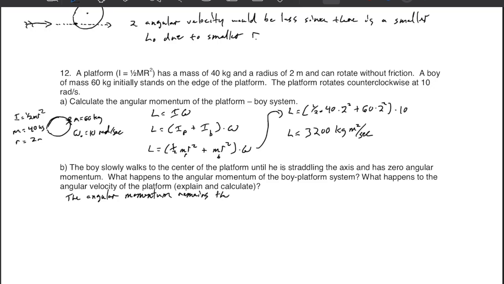Was there an unbalanced external torque? I don't think there was. The boy walking is internal to the system, so nothing has happened to the angular momentum of the system. It is conserved. Angular momentum is conserved unless there's an unbalanced external torque. There was not one, so the angular momentum remains the same. The boy walking does not represent an outside torque to the system.